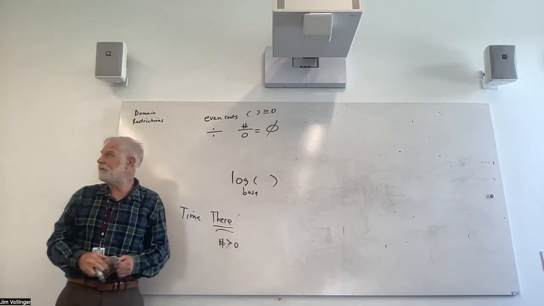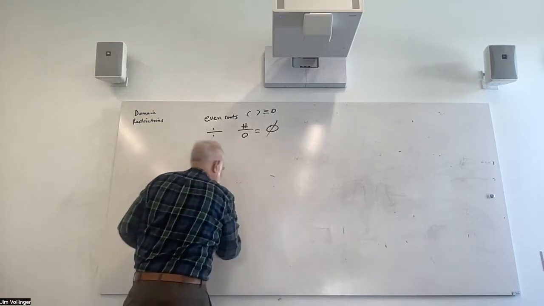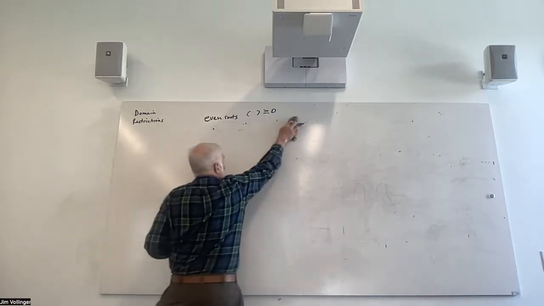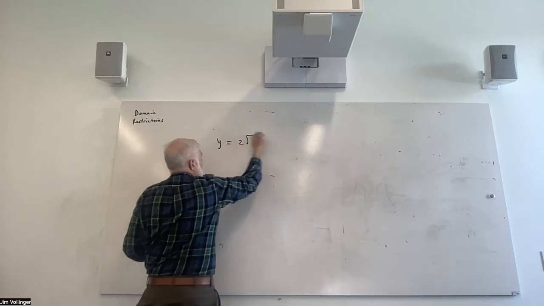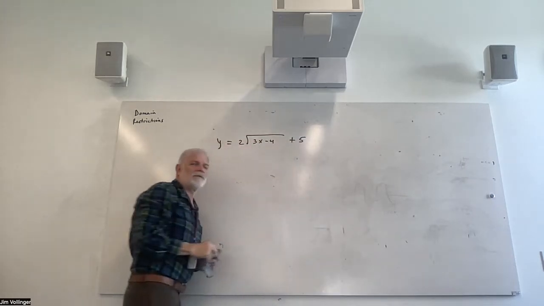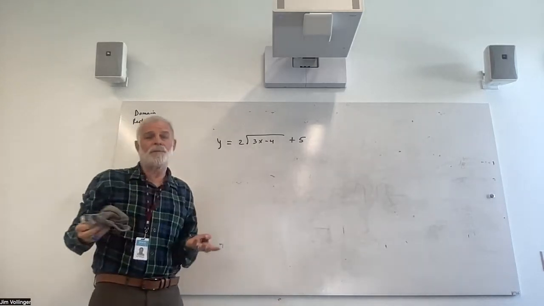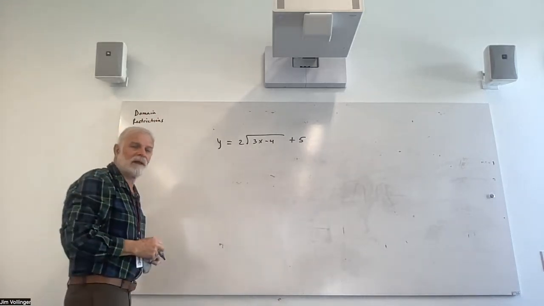All right, so now rapid fire. What is the domain of the following function? I'll just give you one. How about y equals 2 square root of 3x minus 4 plus 5. What is the domain? Again, you pause the video. I'm just going to do these 5 so that I can upload it before my next class.